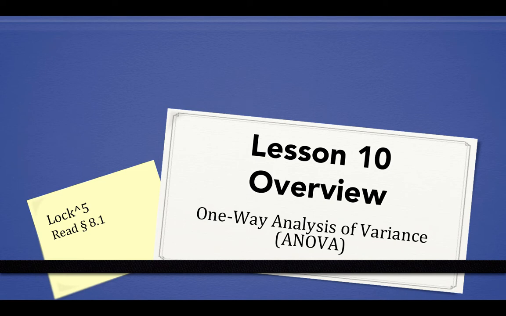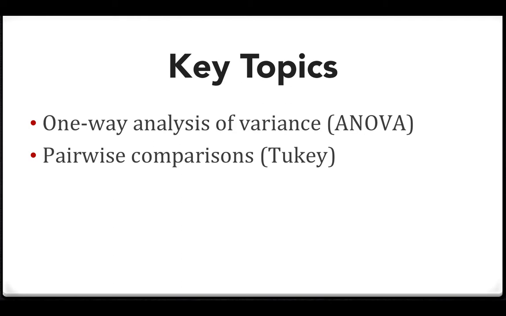This week, you'll be learning about one-way analysis of variance, typically referred to as ANOVA. Section 8.1 of your textbook covers one-way ANOVA. In addition to this content, we'll also be covering Tukey's post hoc test, which is not covered in the book. There are only two key topics this week. First, the one-way analysis of variance, and then pairwise comparisons, specifically the Tukey method.